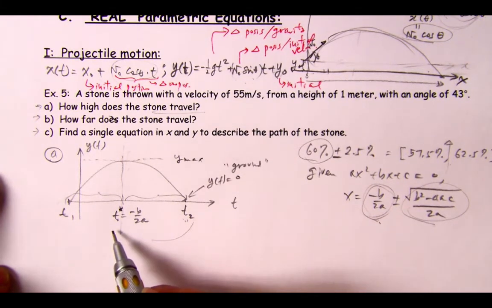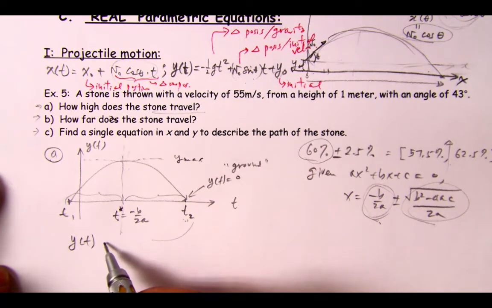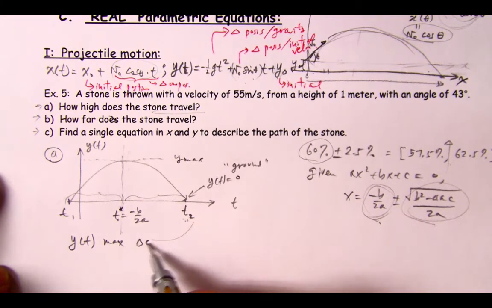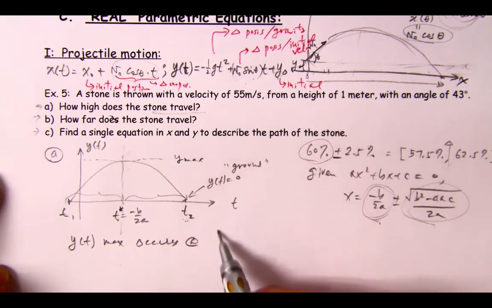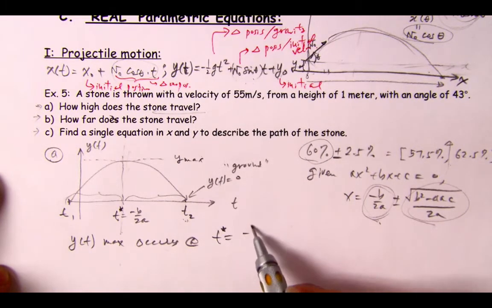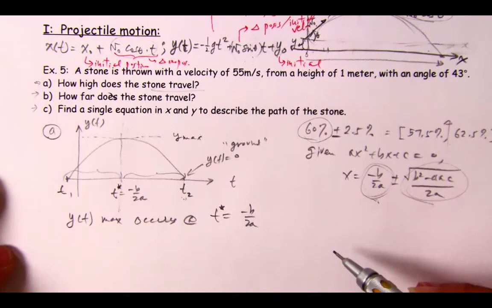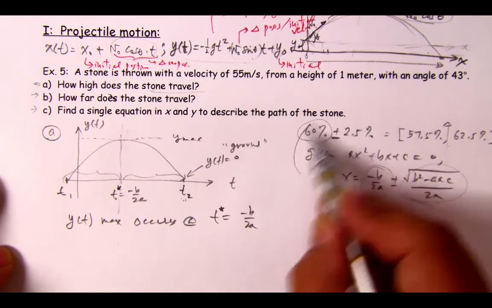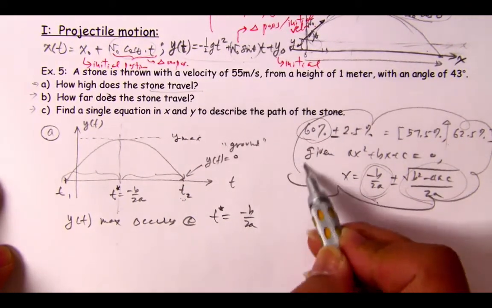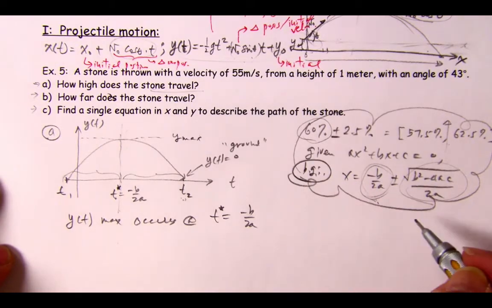Okay? For A, though, we know that the y of t max occurs at t star equal to negative b over 2a. All right, I guess then we need to know what y of t is, right? So we need to put that into the calculation. So that's all BGI. What's a BGI, guys? Background information that we should know.